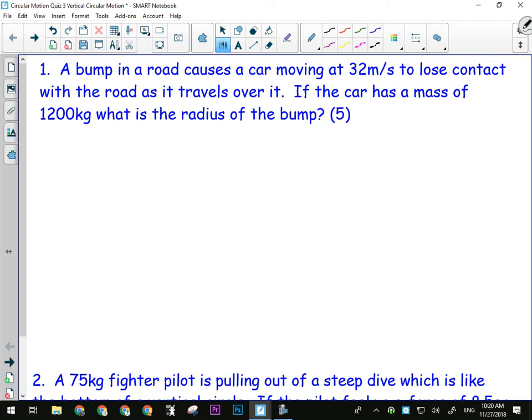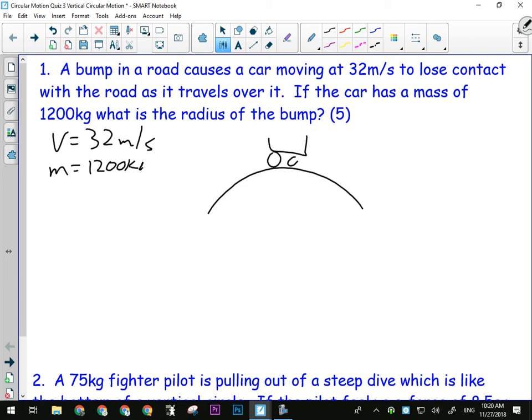All right, so both of these have been on unit exams in the past, to give you an idea of what I might ask as a vertical circular motion question. For the first question here, we have a car that's moving at 32 meters per second. It loses contact with the road as it travels over it. So that means we're dealing with the outside on the top of a vertical circle. The car has a mass of 1,200 kilograms, and we're looking for the radius of the bump in the road.